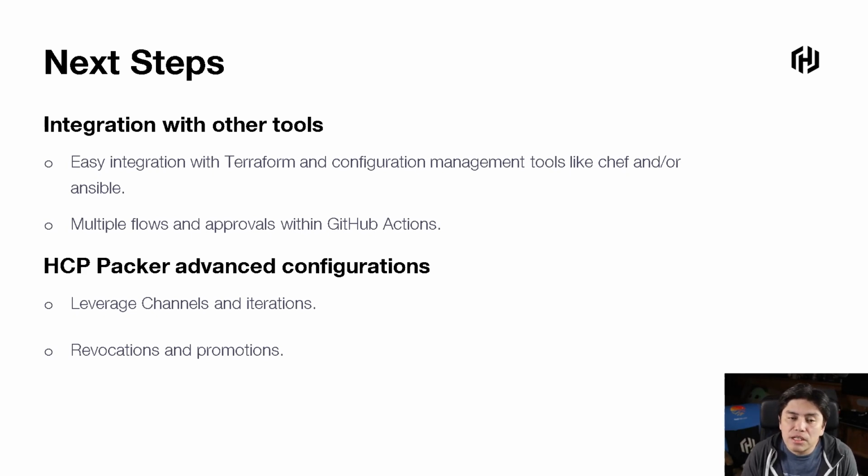And we also just scratched the surface of HCP Packer functionality. There are more things that we can take advantage of, like channels that we didn't see. But we saw iterations, which is how you manage versions inside HCP Packer. For example, what happens when an image is deprecated and needs to be removed or revoked, right? Or the opposite, when a new updated version comes along. So stay tuned for the next parts.